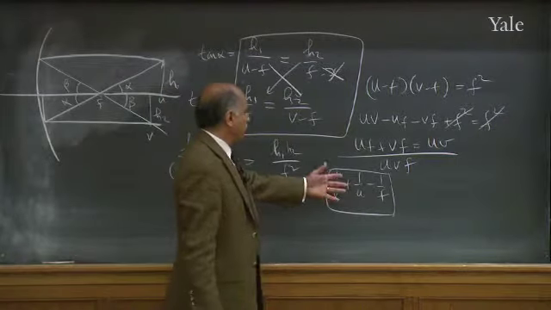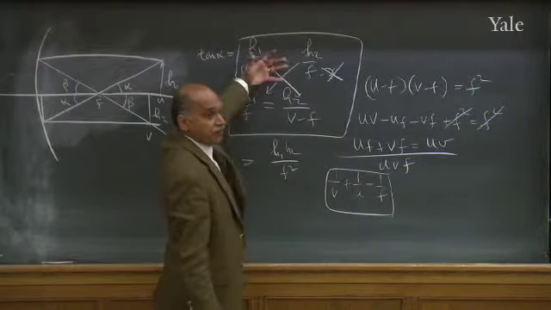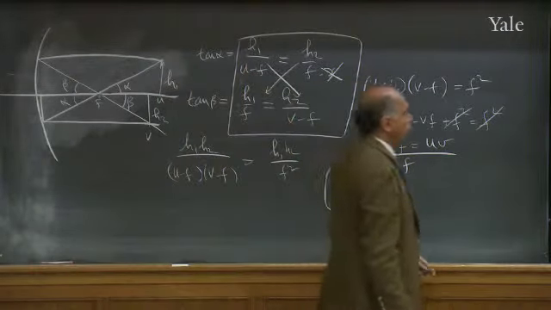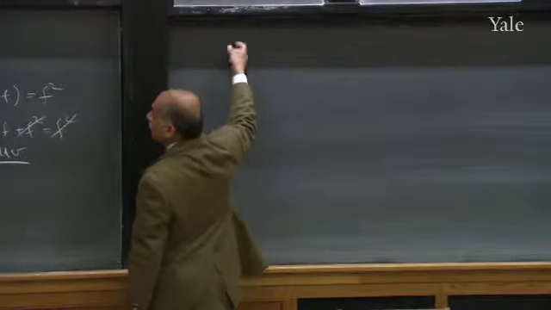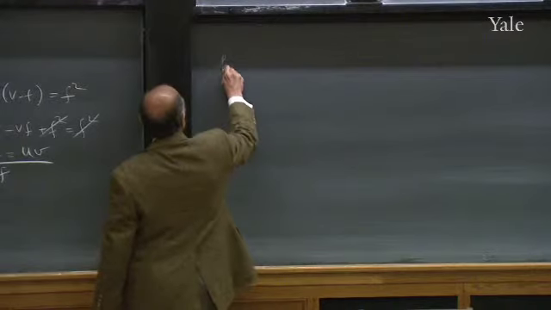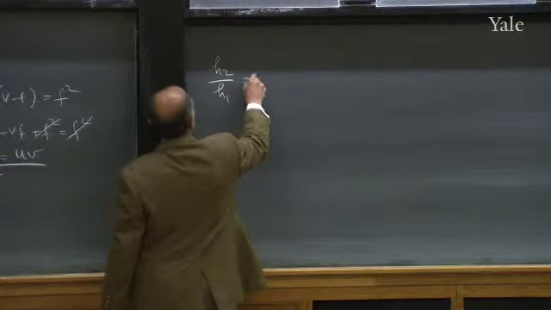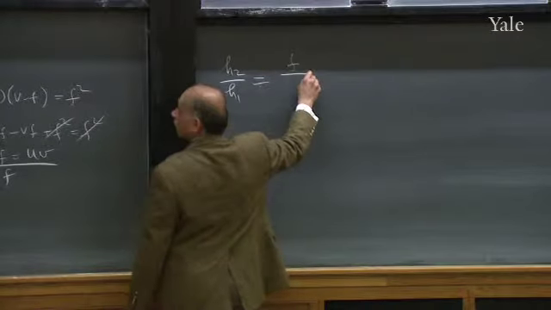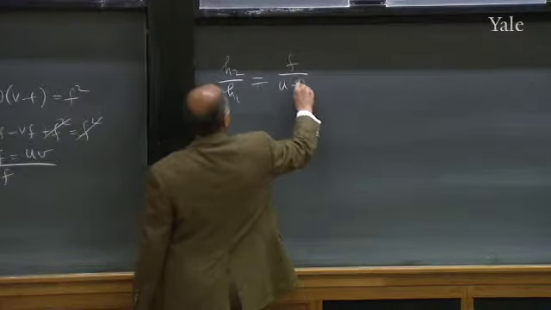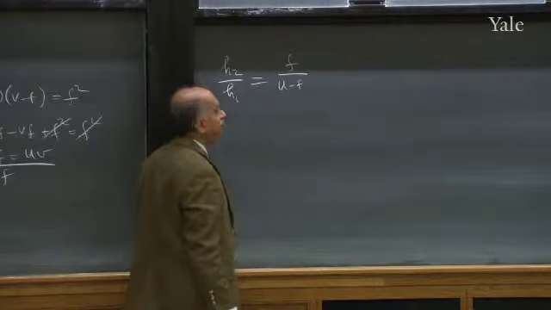So this is the result. But there's one more result, because you got two equations. You can learn one more thing. You can ask yourself, what's the ratio of the object size to the image size? So you can say, what is h2 over h1? So h2 over h1 is f divided by u minus f.